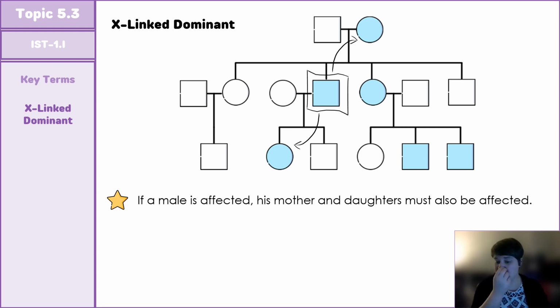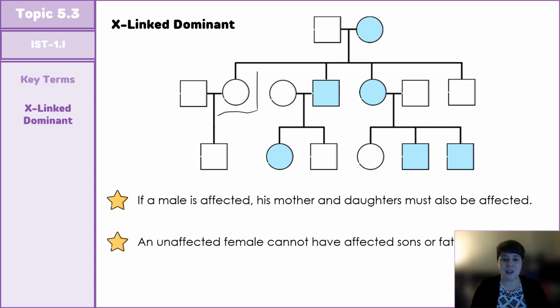Another thing that we can look for is that if we have an unaffected female, she cannot have affected sons or an affected father. So she is going to inherit an X from both dad and mom, and she's going to pass on that X to her son and her daughter. And so if she's unaffected, she cannot produce an affected offspring.